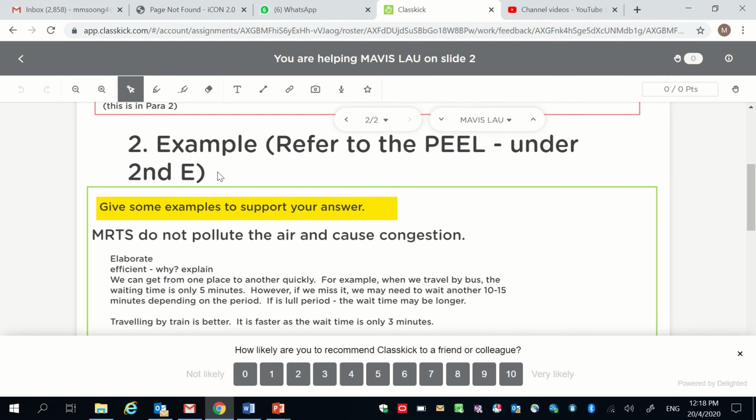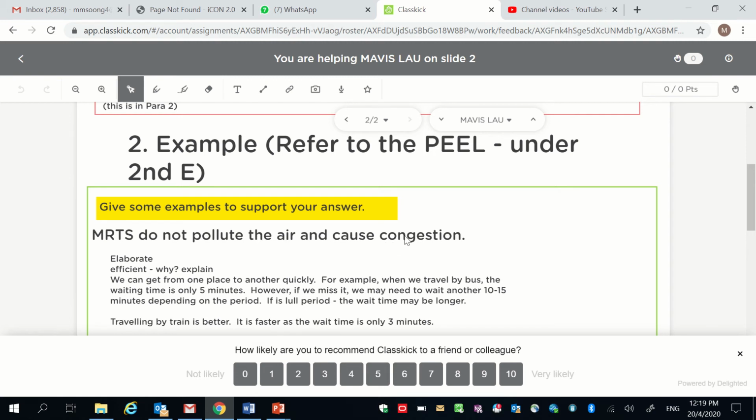Then the second one, the E, what does the E stand for? It is to give some examples. Now, this girl who continued to give an example, I like her statement. She says MRT do not pollute the air and cause congestion. Now, the idea is good. Traveling by train is good because this MRT system does not pollute the air, and it also does not cause congestion.